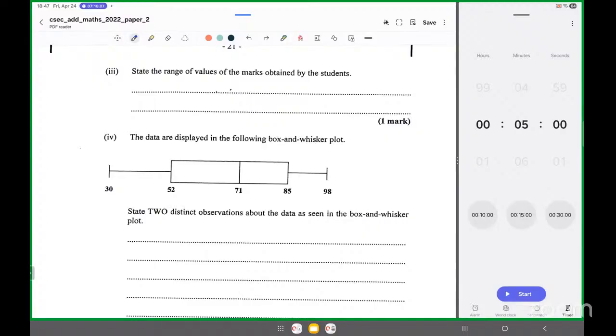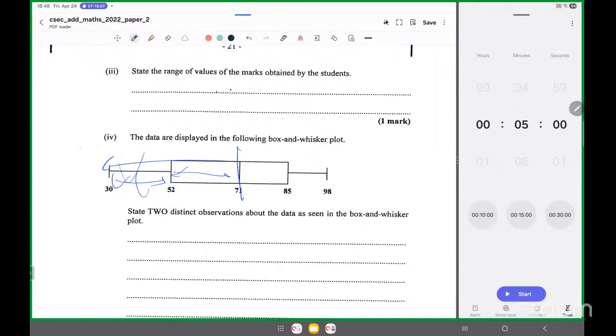It shows the quartiles. It will tell you that the first quartile is 52, the median is 71, and the upper quartile is 85. Okay? That's one thing it shows. It also shows skewness. Is this data left skewed or right skewed? Negative skewed, yes. The box and the whisker on the left are both longer, so the left side is longer than the right side of the median. See it? So this is left skewed or negative skewed. So that's two good observations.